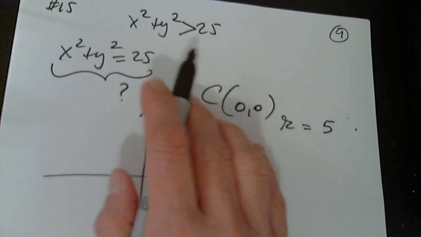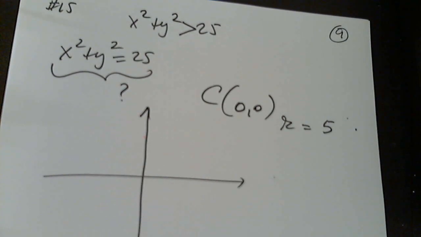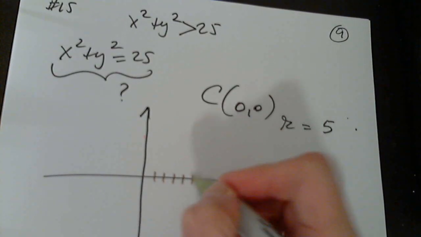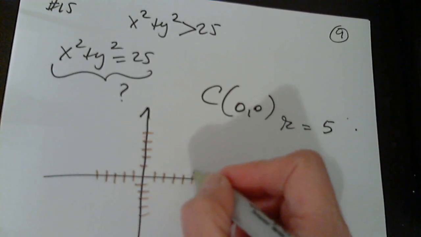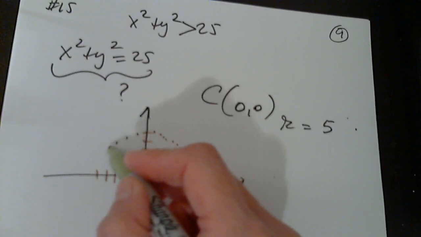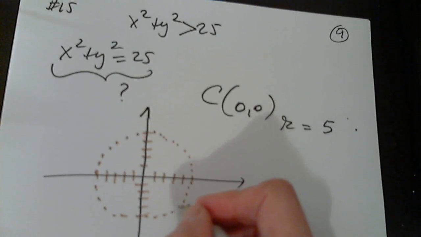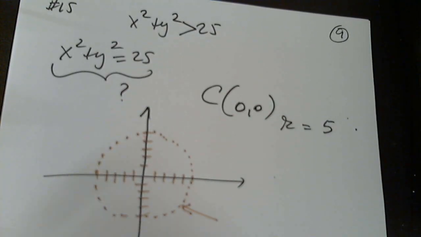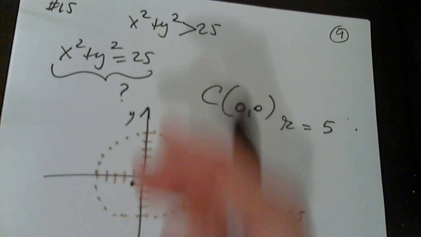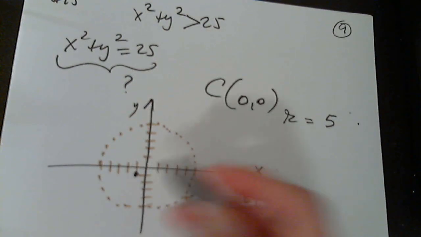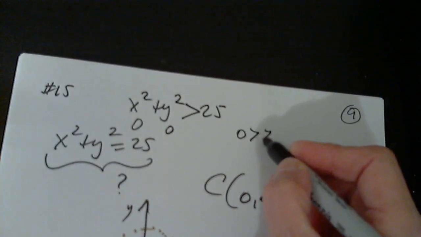So I'm ready to graph. Stop. There is no equal symbol. I cannot draw the circle as a solid line. It has to be a dashed line. 1, 2, 3, 4, 5. This is the equation of x squared plus y squared equals 25. It does not pass through the origin. I'm going to use the origin. 0, 0. 0 greater than 25?